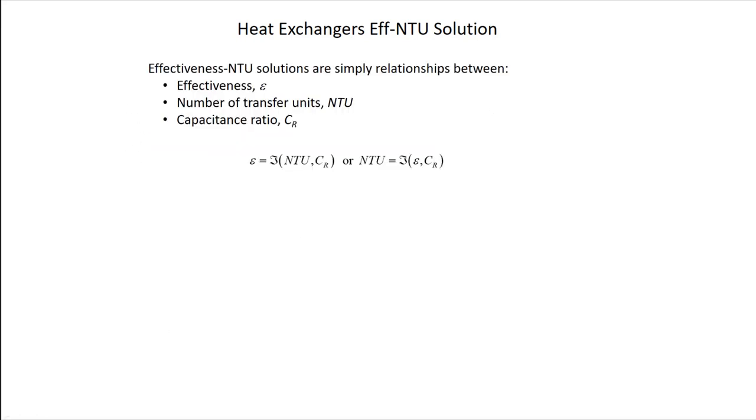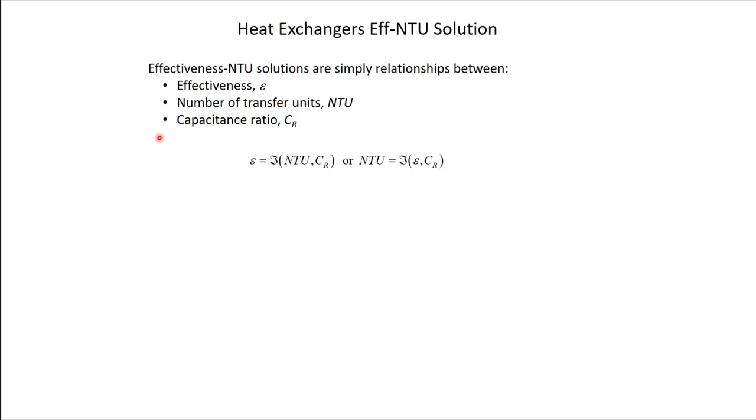So the first thing we have to do is define the terms effectiveness, NTU, and capacitance ratio, because all an effectiveness NTU solution is an expression of our solution in terms of a relationship between three dimensionless variables. And the three dimensionless variables are the effectiveness, the number of transfer units, and the capacitance ratio, right?